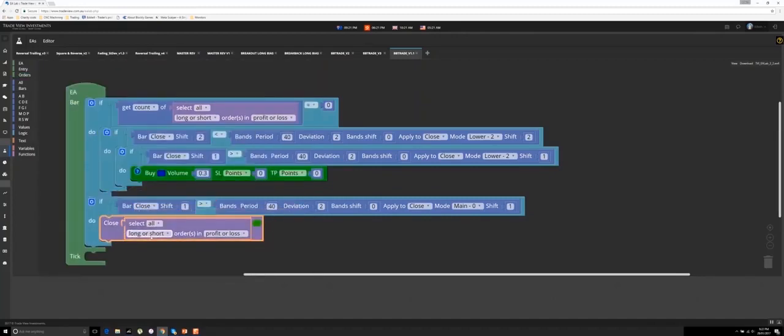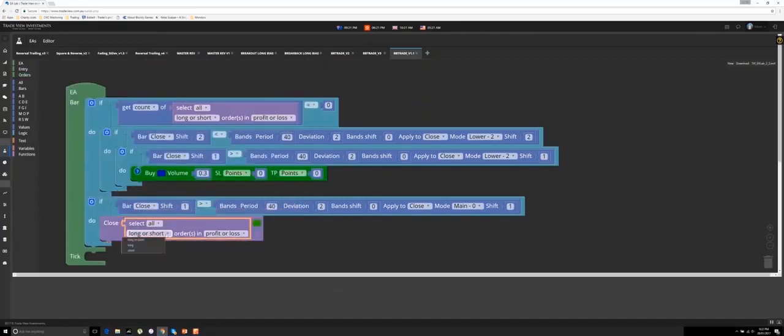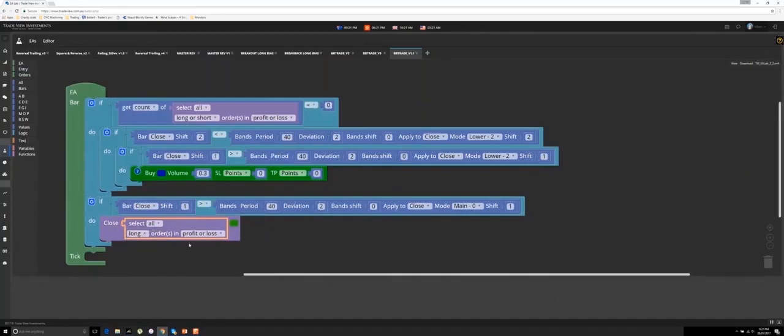So we're going to close all long or short orders. Actually, we're just going to close all long orders in profit or loss. Okay, so that's now the buy side of the system. So I'm going to pause it here. I'm going to go away and I'm going to build the short side of the system.